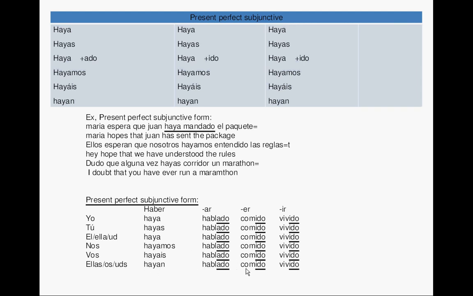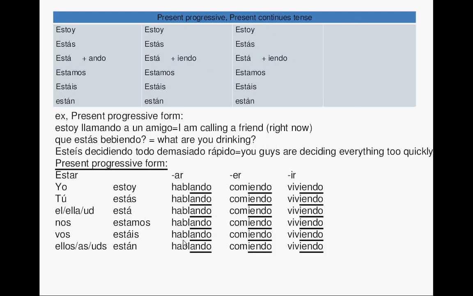Now, the present progressive or present continuous tense. It is I am doing, you are doing, and so on. The am, is or are changes to the forms of estar, to be: estoy, estás, está, estamos, estáis, están. Verbs ending with AR change AR to ando. Verbs ending with ER and IR change to iendo.